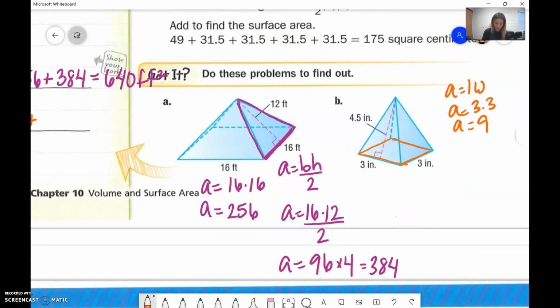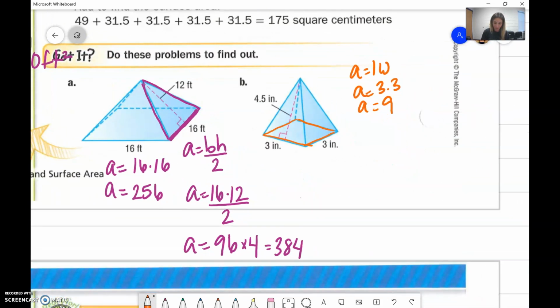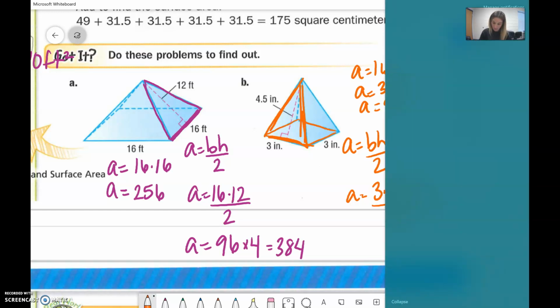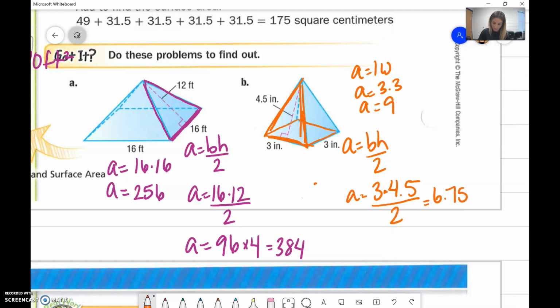9 plus, and I'm going to come back over here. I'm going to figure out the area of one triangle, and then I'm going to multiply that by 4. Area equals base times height divided by 2. So I'm going to look at my triangle. My base is 3. Area equals 3 times 4.5 divided by 2. So 3 times 4.5 divided by 2 gives me 6.75.